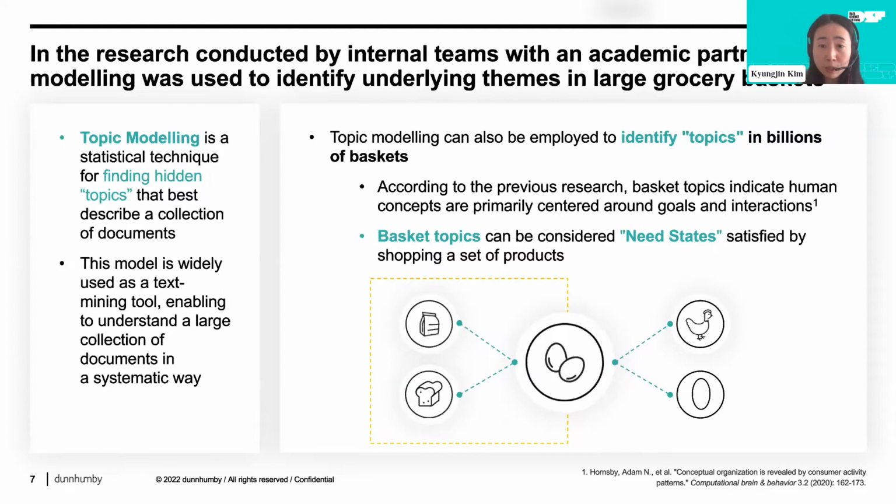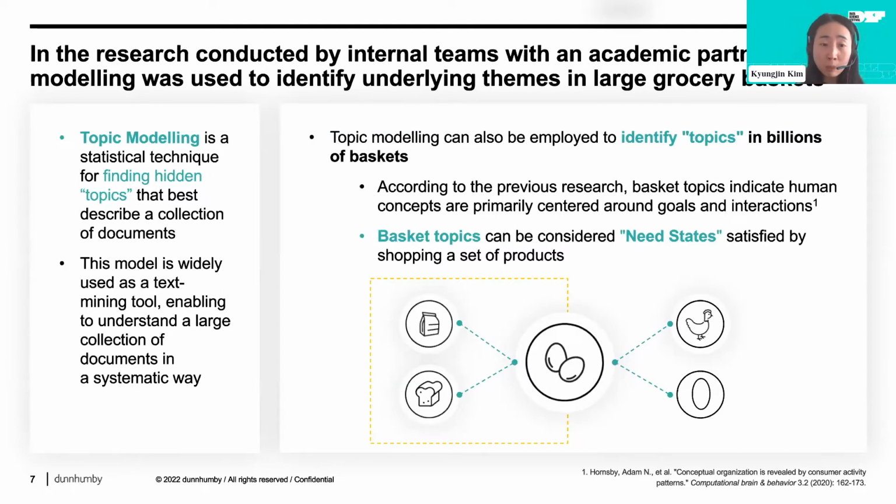According to the previous research, basket topics indicate that human concepts are primarily centered around goals and interactions. For example, when customers shop for an egg, they think of it as a breakfast item or an ingredient of something else like baking. They don't tend to think an egg is laid by a hen or that the shape of an egg is oval. When they shop, they view items in the context of achieving some goals in their mind.